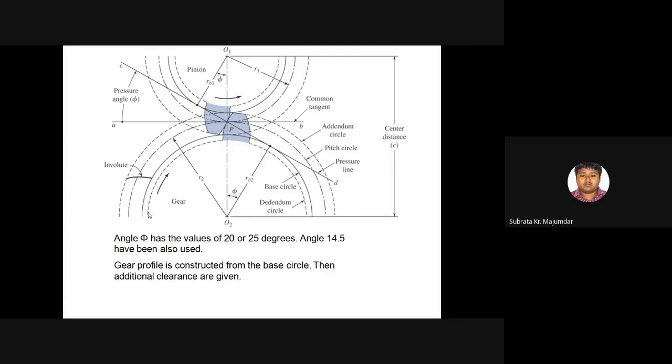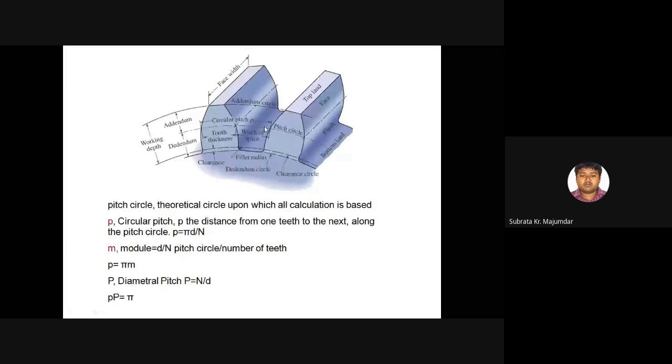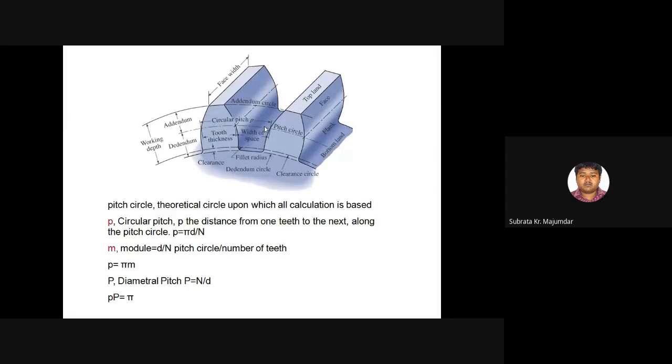Now we come to the circular pitch. What is circular pitch? It is the distance measured on the circumference of the pitch circle from a point on one tooth to the corresponding point on the next tooth.